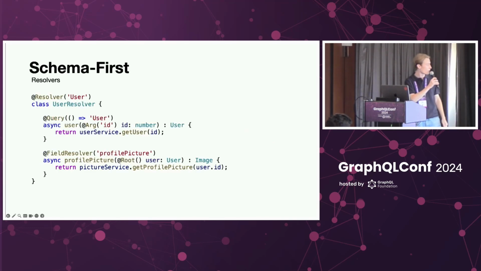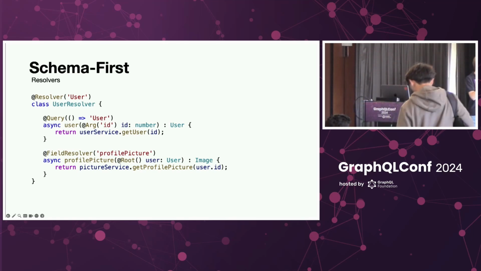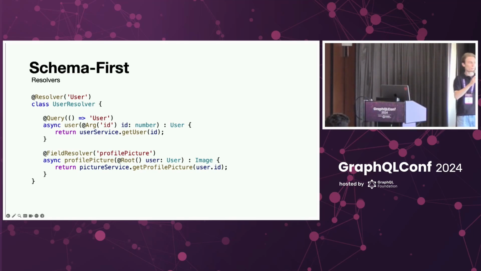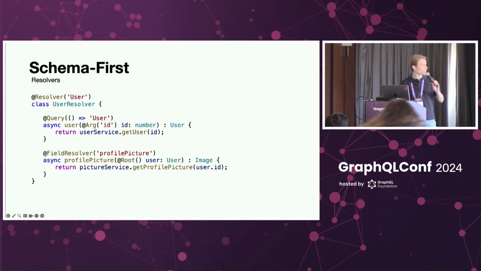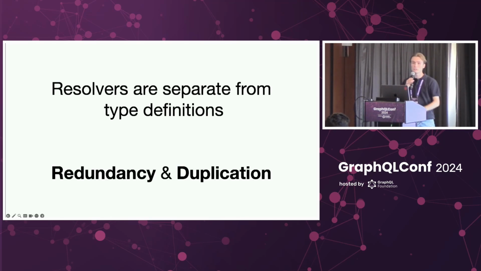And now to fetch your data in a schema-first approach, you would use some kind of resolver. For example, this style, where you have your query fields over here, resolving the user, and your field resolvers for all of the fields that do not use a default resolver. Maybe need to do some extra fetching where you can call some external services to get your data. And the biggest property about this approach is that resolvers, in this case, are separate from type definitions. And when that happens, there's some degree of redundance and duplication.